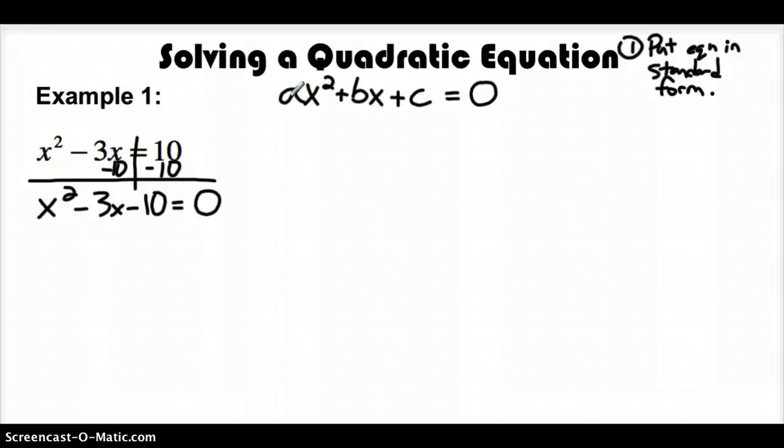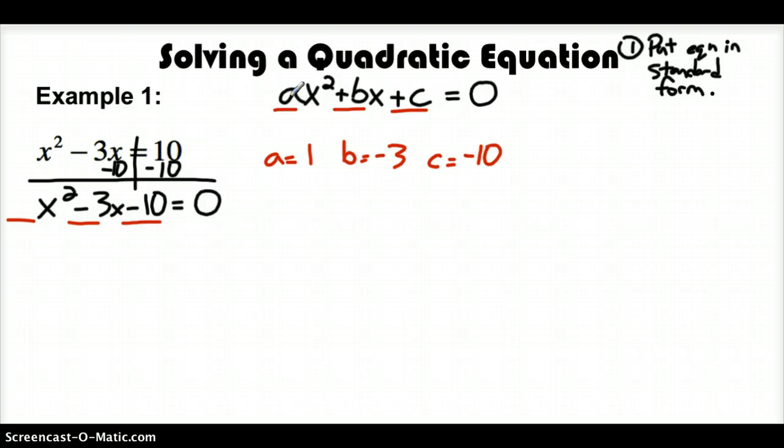Okay. Now, just like last time, I'm going to identify A, B, and C here. Okay. So in this particular one, my A is 1, right? 1x squared. My B is negative 3, right? And my C is negative 10. Okay. So remember, I'm going to stop giving you guys your x chart, but just make your own. It's not that hard. Okay.